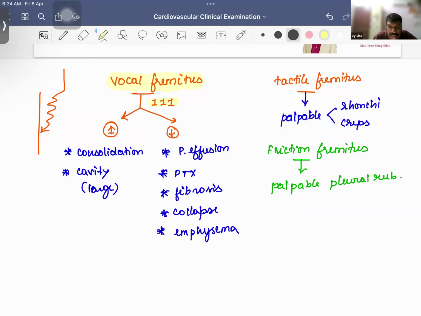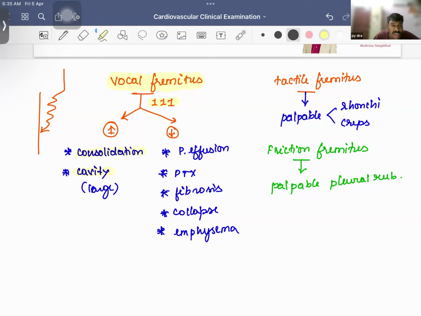When the intensity is increased, it is seen in a few conditions where there is solidification. Solidification is seen in conditions like consolidation, which is very important. Next is cavity. Usually a large cavity shows increased vocal fremitus. That is a very important thing.